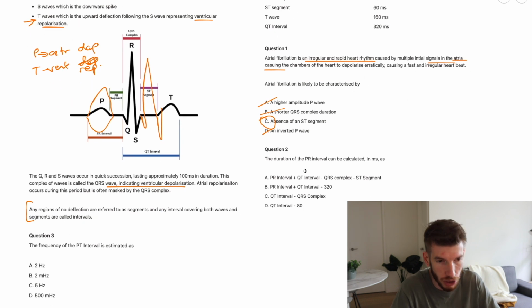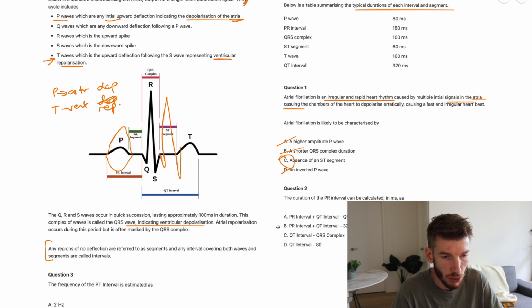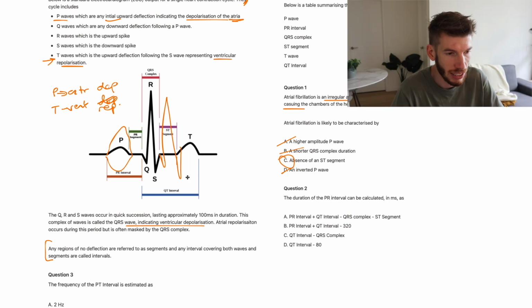Then we have question 2: the duration of the PR interval can be calculated in milliseconds as. So we've got a bunch of different formulas to calculate the PR interval.